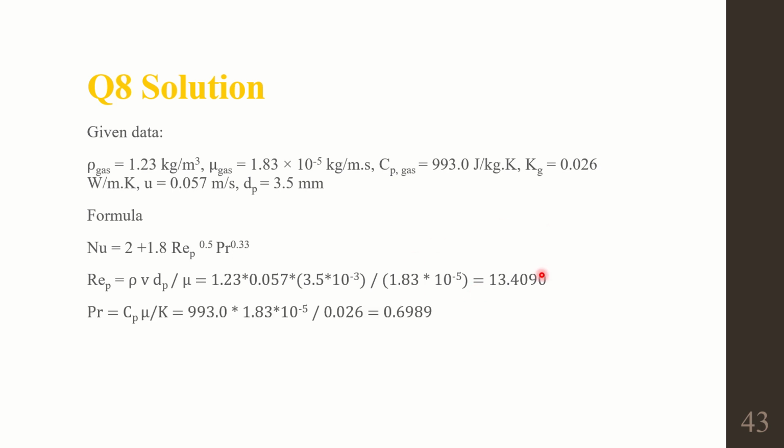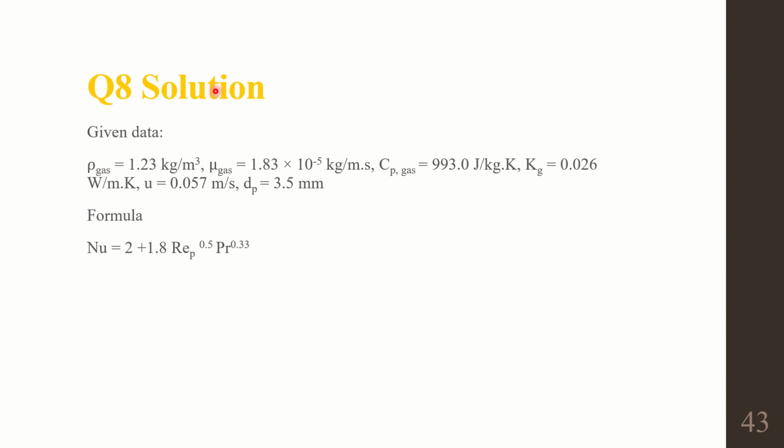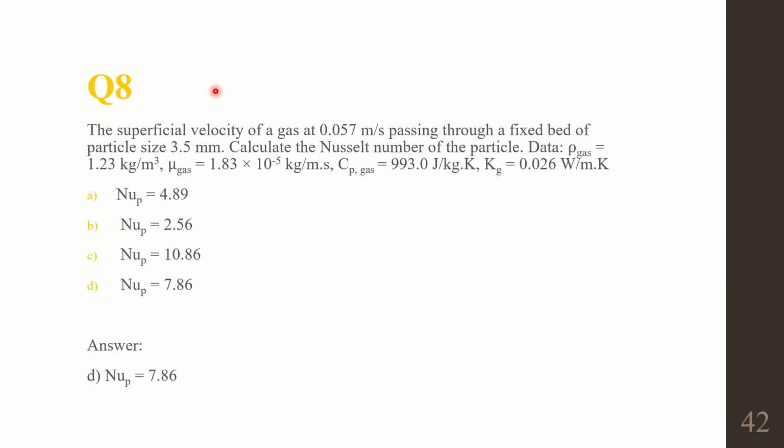And the Prandtl number is given by Cp mu by K. So Cp is 993, mu is 1.83 into 10 power minus 5, divided by 0.026, which again gives us 0.6989. So Nusselt's number is 2 plus 1.8 into Reynolds number power 0.5, Prandtl number power 0.33. On substituting all the known values in the formula, we get 7.86, which is option D. Option D, 7.86 is the right answer.